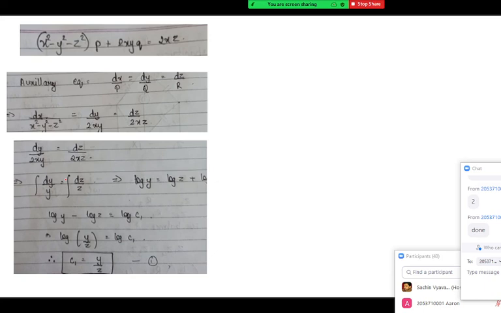In this case, the terms in the denominator are not in that fashion. You'll observe the terms in the denominator are not in the fashion of a minus b, b minus c, c minus a. So the sum of the denominator is not possible to make 0. Okay, but you can use some multiplier.